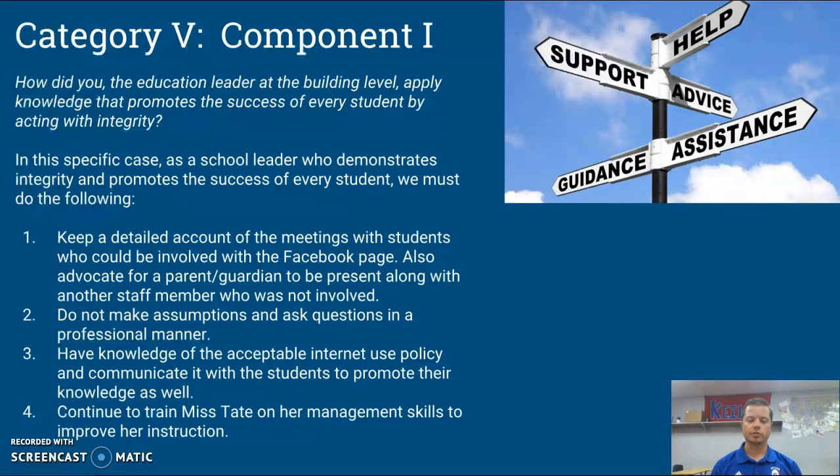And finally, continue to train Ms. Tate on her management skills to improve her instruction. I really think that good teachers equal good students, and students feel more accepted or feel safer at school if they have good relationships with their teachers. So getting that relationship piece in can be the right thing for our students as well. And it's never too late to build those relationships. I think that any teacher, no matter how bad they think they are with relationships, can work on that and improve that.